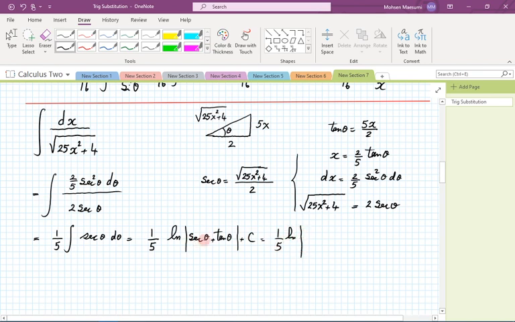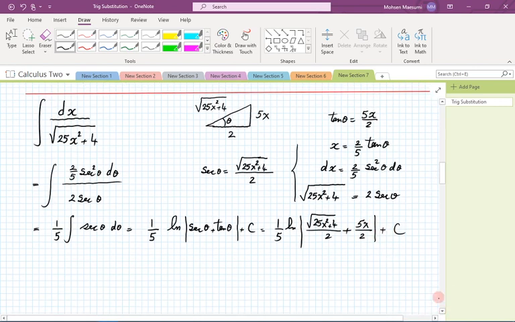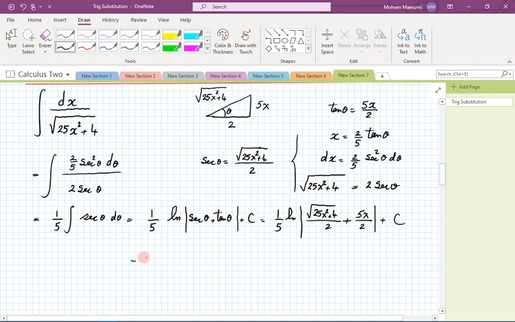Now secant of theta, thankfully I have it here, right? So I just write the radical of 25x squared plus 4 over 2. Tangent, well, I have it here. That is fortunate that we have them. Plus a constant. This is perfectly good. If you want to clean it up a little bit more, maybe you want to take a common denominator, so it's a 2, and then you have the radical of 25x squared plus 4, and then a 5x.